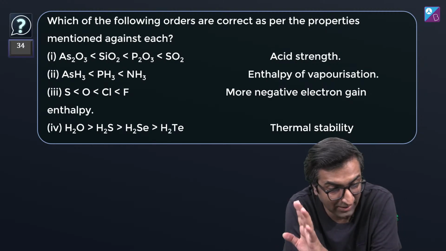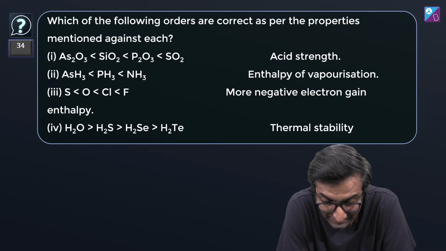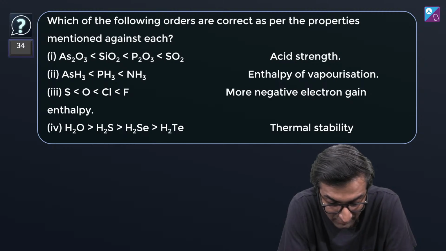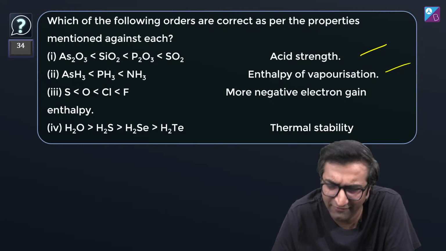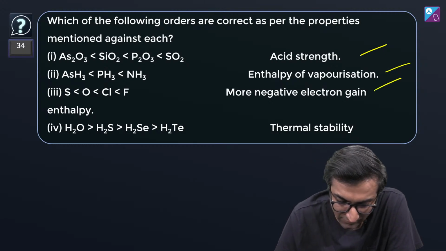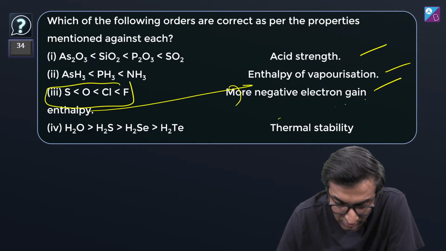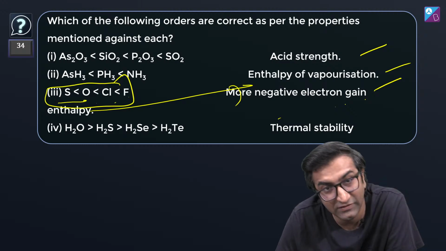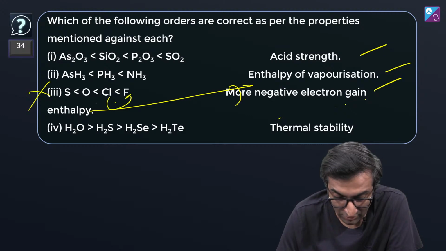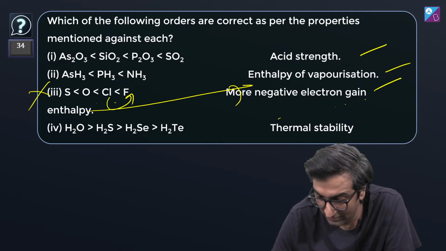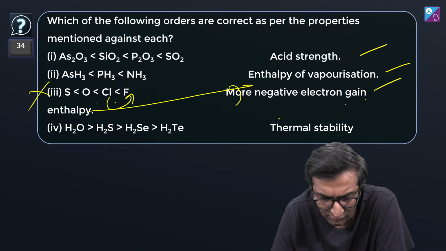Next question. Again, can be more than one correct. You guys are quick. Which of the following orders are correct as per the properties mentioned against each of them? Okay, acid strength, enthalpy of vaporization. ये नई चीज आ गई. We haven't seen this before. Heavy. More negative. अरे enthalpy इधर आनी थी. ठीक है. More negative electron gain enthalpy. But electron gain enthalpy हम लोग अभी compare कर रहे हैं S, O, Cl और F का. खैर ये order तो गलत हो गया, because chlorine यहाँ होना चाहिए. अब बाकी मालूम नहीं, but chlorine तो यहाँ होना चाहिए, है ना. More negative electron enthalpy, chlorine should be the maximum.